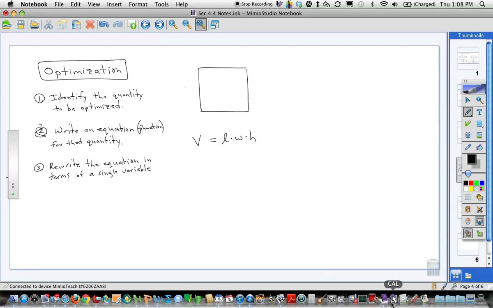Now I said this was going to be an 8.5 by 11 sheet of paper. And I'm going to cut squares, and that's what the problem says. They're going to be 4 equal squares that I'm going to cut out. And then I'm going to fold that up to make my box. Okay? So what do I do from here?